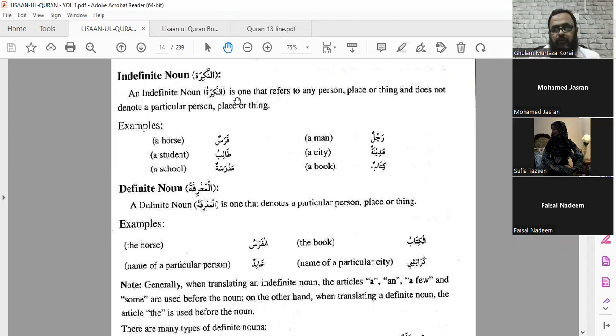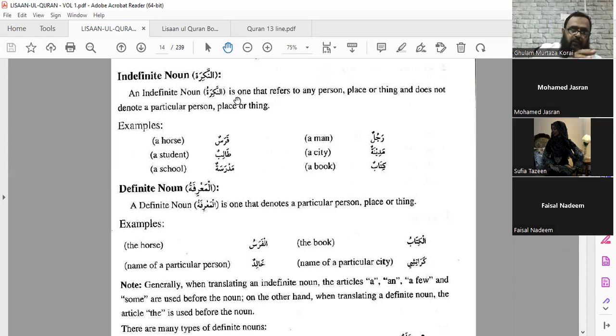So this is common. That is not a specific noun. Likewise, a student, a school, a table, chair, laptop, anything like that. That is a common noun. In Arabic, we call it an-nakiratu. An-nakira, that is a common noun.